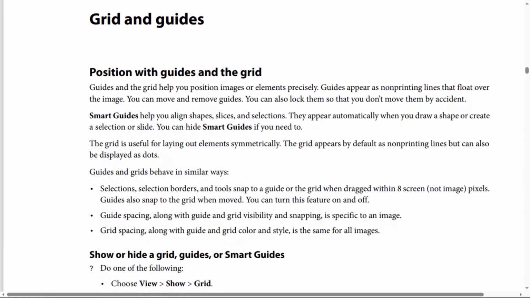We have selections. Borders and tools snap to a guide or the grid when dragged within 8 screen pixels, not image pixels, by the way. Guides also snap to the grid when moved, and you can turn this feature on and off. And guide spacing, along with guide and grid visibility and snapping, is specific to an image. And grid spacing, along with guide and grid color and style, is the same for all images.